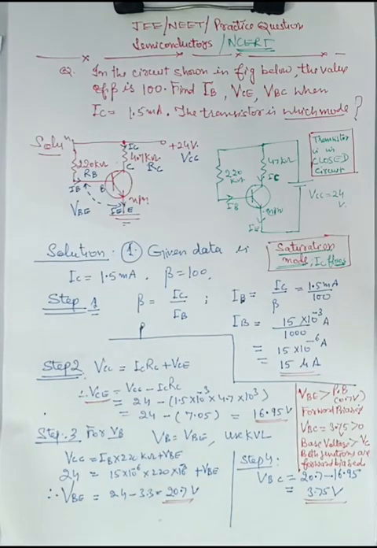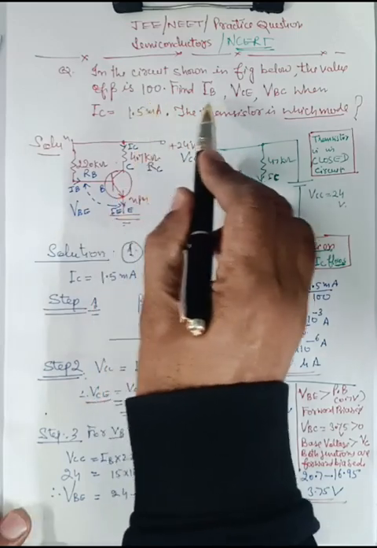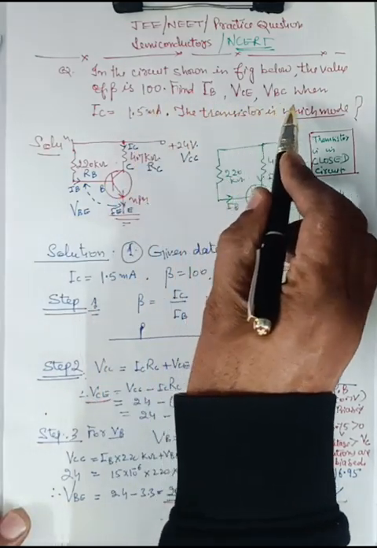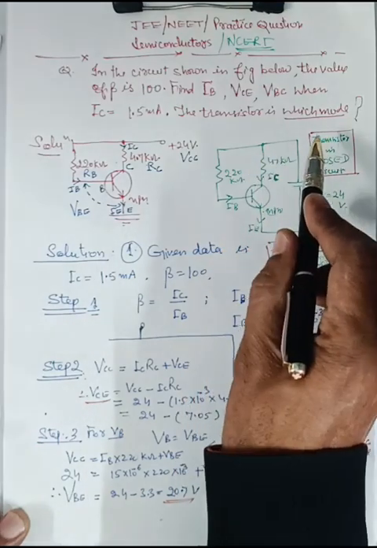आइए जरा इस वीडियो में हम एनसीईआरटी बेस्ड एक न्यूमेरिकल करते हैं that has been taken from the semiconductor chapter, NCERT. So in the following figure shown below, the value of beta is 100. Find IB, VCE, VBC when IC is 1.5 milliampere. The transistor is in which mode?